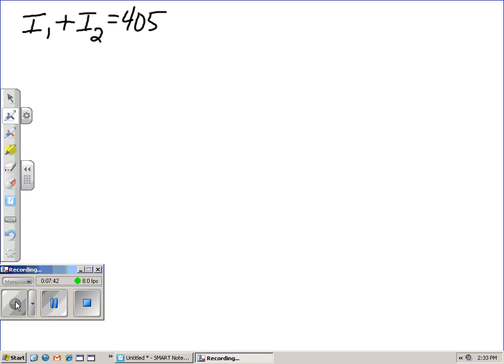Okay, so it's pretty easy to simplify our overall goal. Our overall goal is to figure out the interest earned by account 1, figure out the interest earned by account 2, and then make sure it equals 405. Let's talk about the interest earned by account 1.